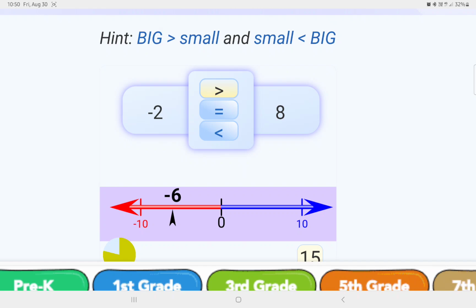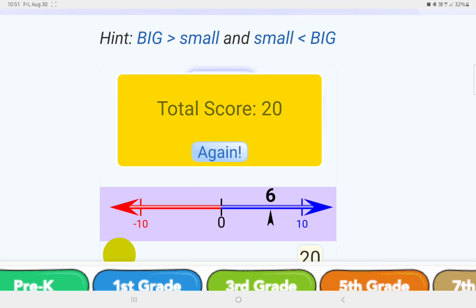Okay. In this case, once again, 8 is here and the negative 2 is here. So, 8 is on the right side of the number line, so therefore it should be bigger. In this case, we have 2 and then we have 6. So, 6 is on the right side, so we could say that 6 is greater.